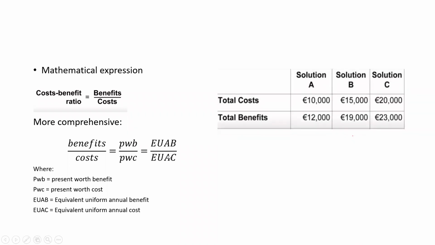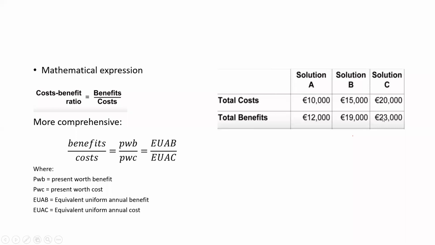So let's look at this example. Let's take for instance a company is having a problem. Solution A, solution B, solution C are coming, and they are proposing that they have solutions to this, and this will be the cost, and at the end of the day, this will be your benefit. Solution A has a cost of 10,000 naira, with an equivalent benefit of 12,000 naira. Solution B has a cost of 15,000 naira, with a benefit of 90,000 naira. Solution C has a cost of 10,000 naira, with a benefit of 23,000 naira.